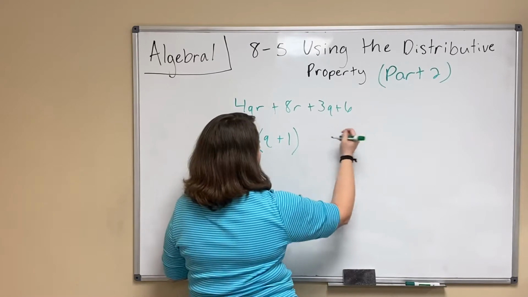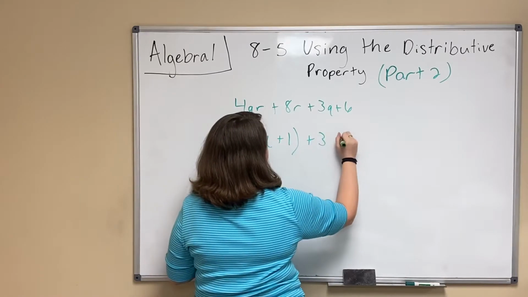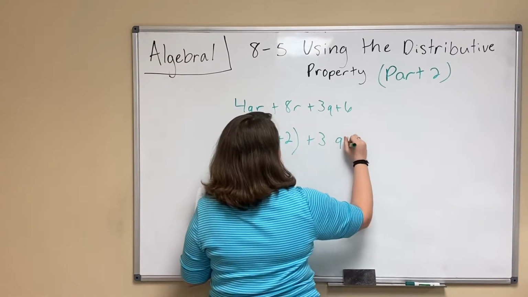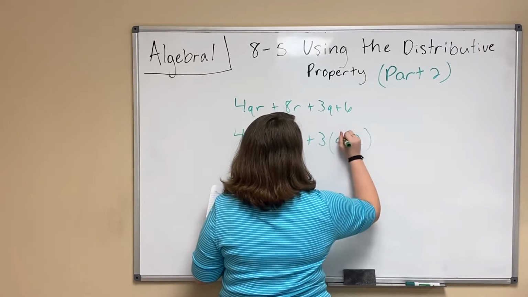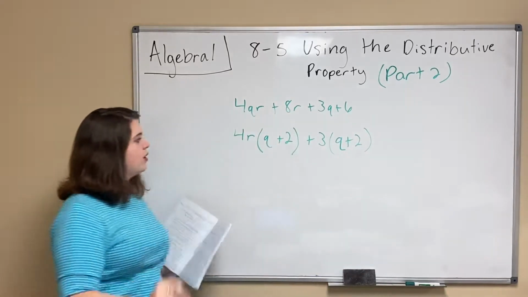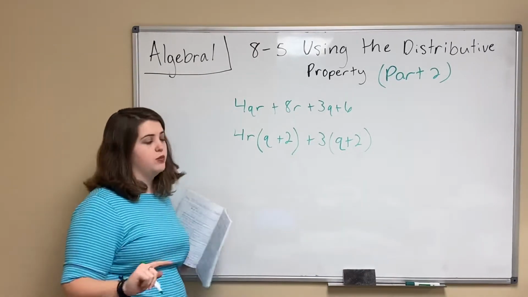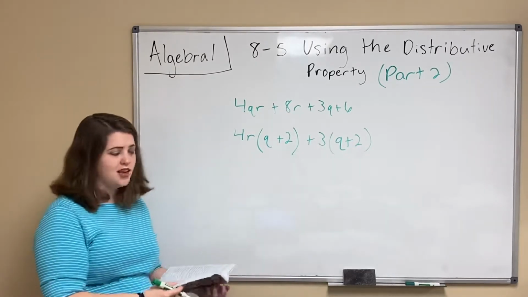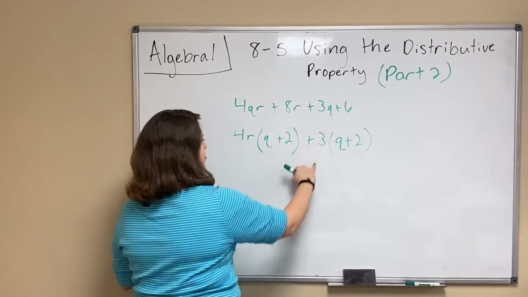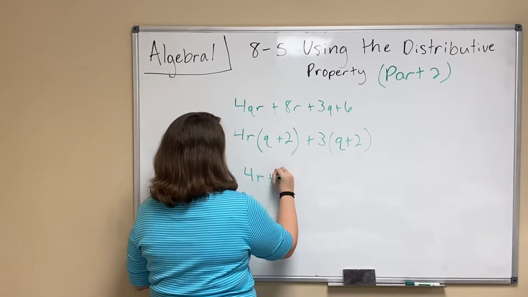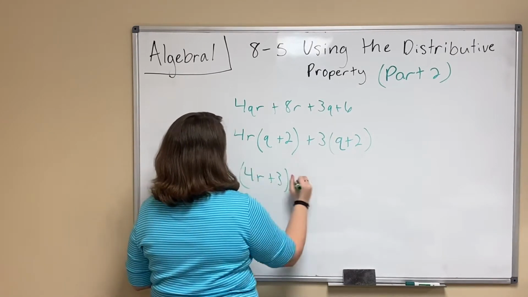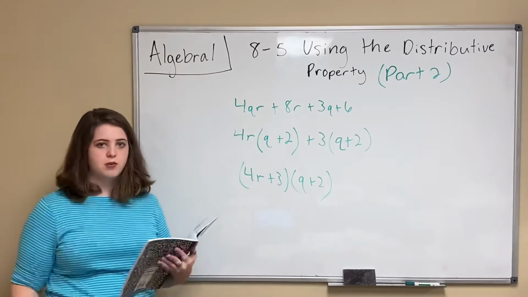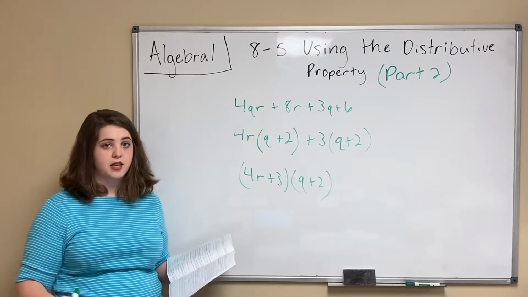Here I pull out a 3, I'm left with q plus 2. So all of the ones we did yesterday ended with what's inside the parentheses being exactly the same, so that I could easily pull these guys out into two separate binomials being multiplied together.